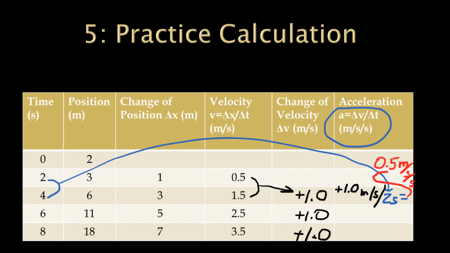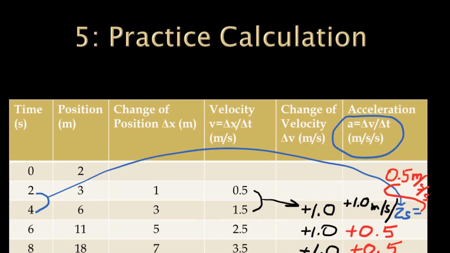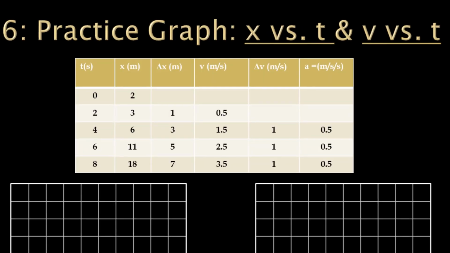What does that mean? On average, I'm increasing my speed 0.5 meters per second every second. For the 2 seconds, 0.5 meters per second plus 0.5 meters per second means I increased my speed 1 meter per second. I'll do those calculations for the last two, from 4 to 6, and from 6 to 8 seconds. Our acceleration was 0.5 meters per second per second. We'll transfer all this data to a new table. And here it is for our time, position, change of position, velocity, change of velocity, and acceleration.